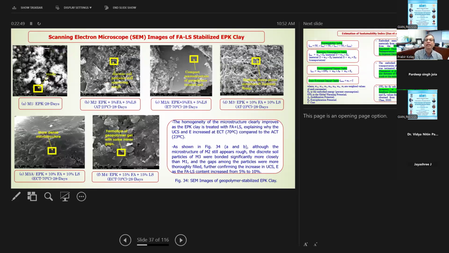These are again some micrographs, of fly ash versus lime sludge. And you see for EPK clay at only 28 days, nothing. There are a lot of voids, but with the different types of stabilizer you can see that the reaction is better, with fewer voids and more condensed samples, because of these different mineral forms and because of the geopolymer.